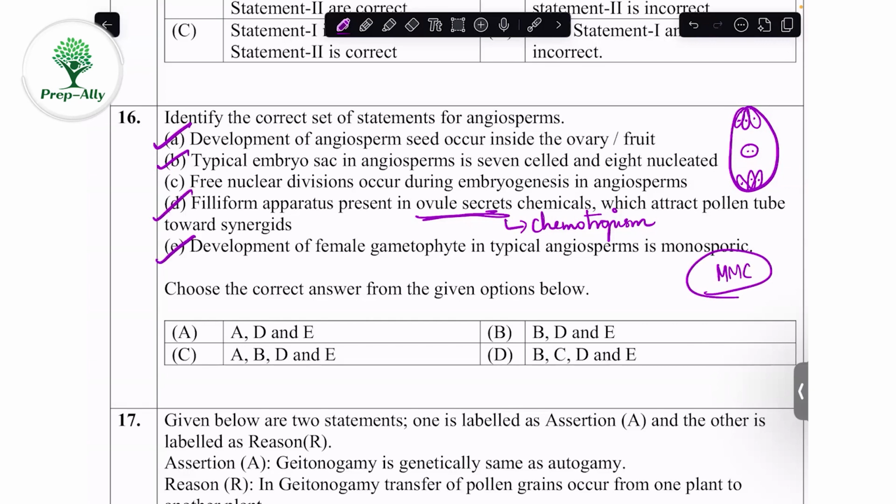So D and E options are correct. Finally, the correct option will be C: A, B, D, and E.